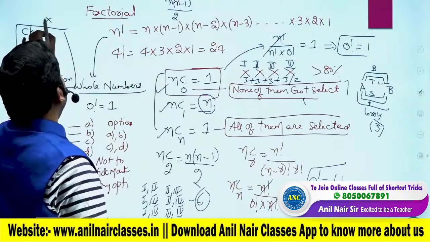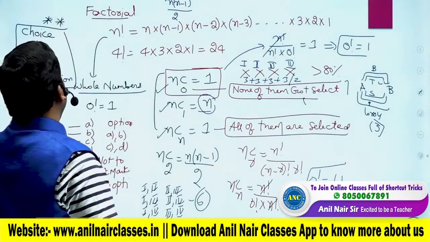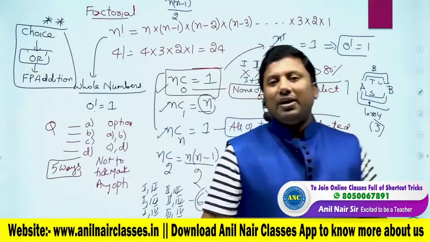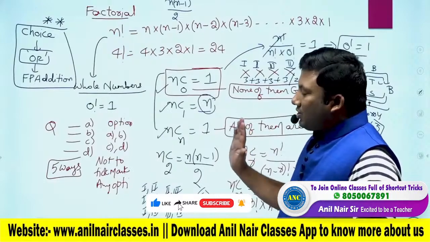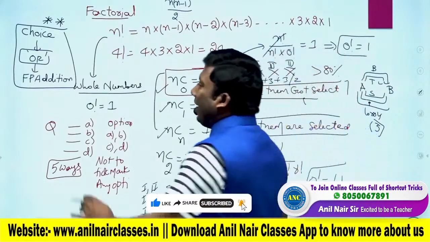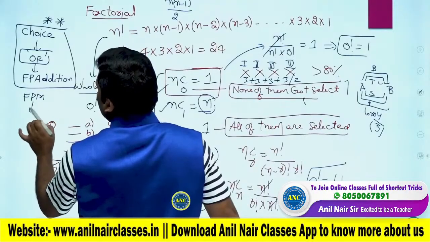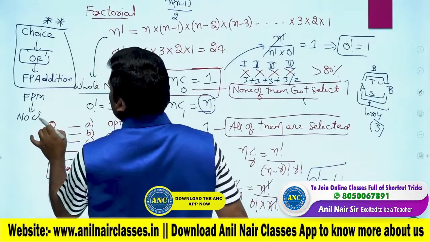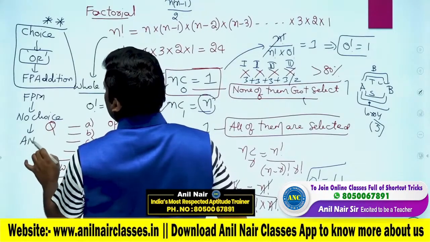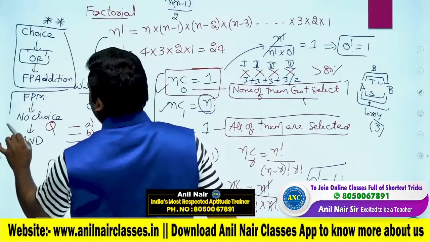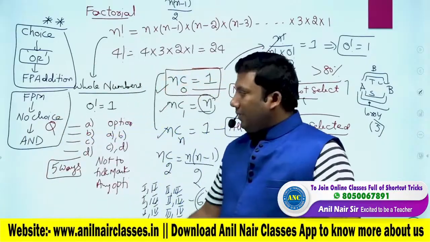Wherever there is a choice to make, I will use the or keyword from English, or I will use the fundamental principle of addition. The fundamental principle of multiplication is for and. When there is no choice to make, the and keyword is there. Whenever there is no choice, I will use the fundamental principle of multiplication.